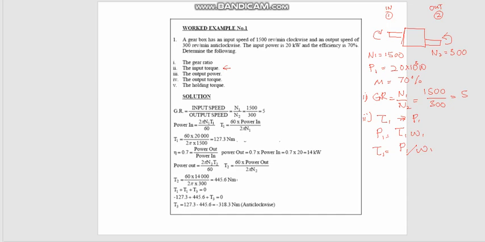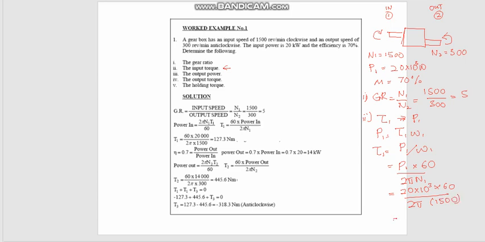So we don't know what omega 1 is, but we can convert omega 1 to n1. So this equals p1 divided by omega 1, and omega 1 is simply 2 pi n1 divided by 60. Right? And we know what p1 and n1 are, so we can calculate this. So tau 1 equals p1, which is 20 times 10 to the power of 3 watts. Make sure that you convert it from kilowatts to watts, so that we have consistency in units, times 60 divided by 2 pi times n1, and n1 equals 1500.